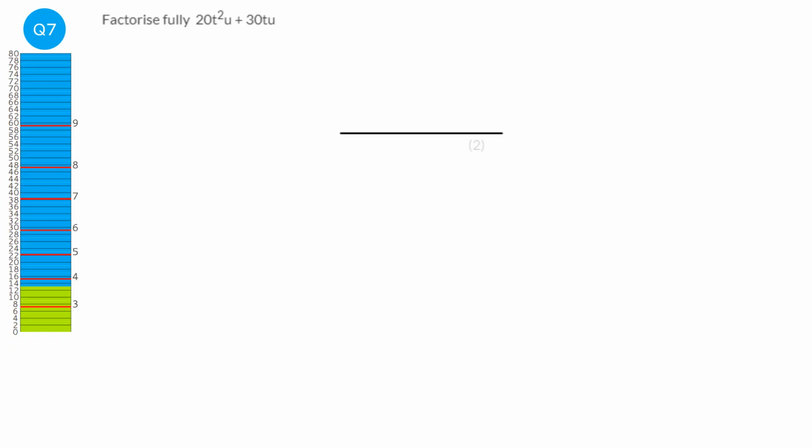Factorise means to put it into a bracket, and it looks like it's a quadratic here, but it's actually just a linear factorising because we don't have a number term. So we're going to just use one bracket for this. Looking at these terms, I'm going to focus first on the numbers. So 20 and 30, I can divide both of those by 10, and that will leave 2 and 3. So that's the numbers done.